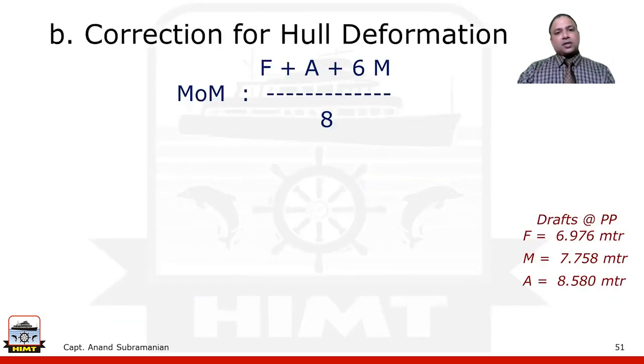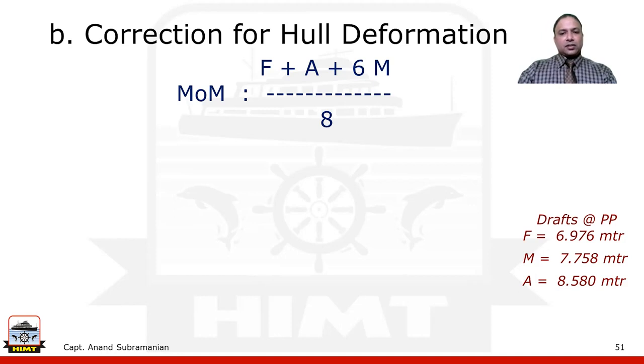Next, we come to the correction for hull deformation, to negate the effects of hog and sag. Again, the formula is used as forward draft, aft draft, and 6 times the midship draft, and these will be the drafts at the perpendiculars. So this was obtained from the previous step. This is just for recollection that the values are out here.